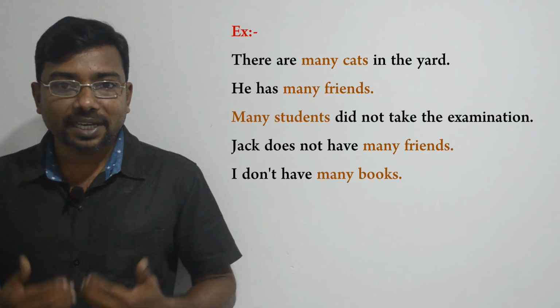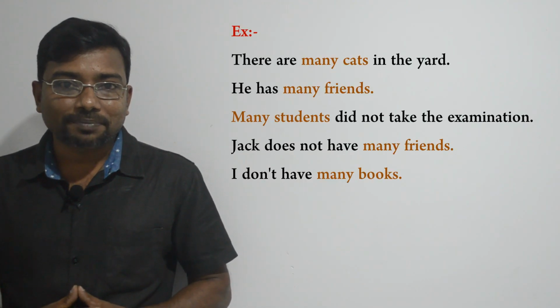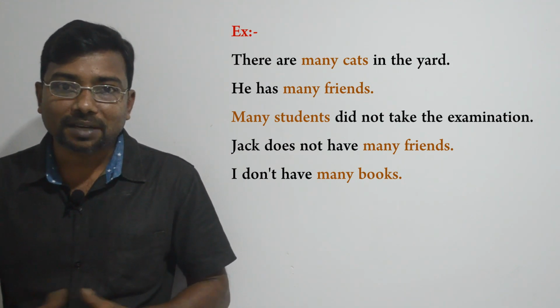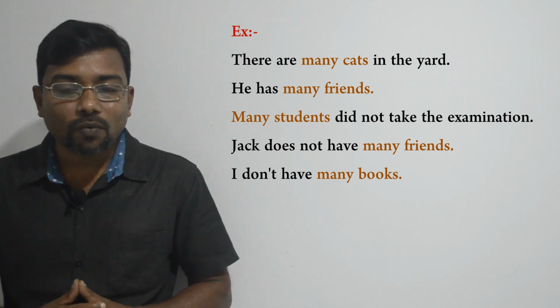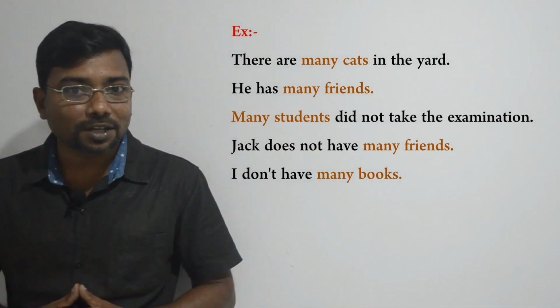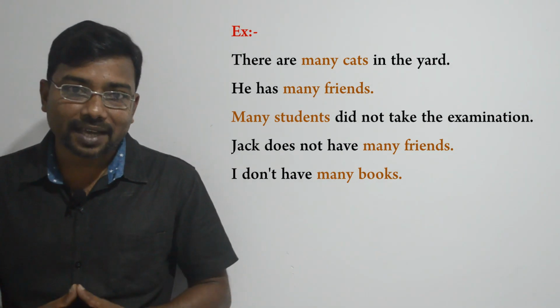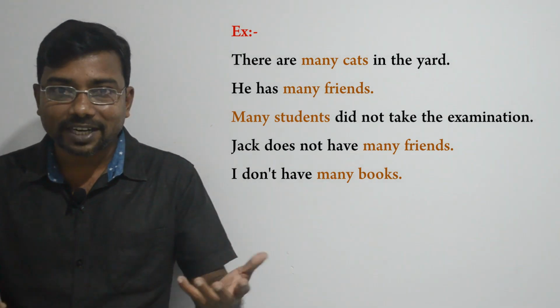Okay everyone, let's go through some examples to identify how to use the word many. Look at these examples. There are many cats in the yard. Here we use the word many to indicate a lot of or large amount. It means there are a lot of cats in the yard. Why do we use the word many? Because cats are a countable noun. We can count them with numbers, like 2 cats, 3 cats, even 10 cats.